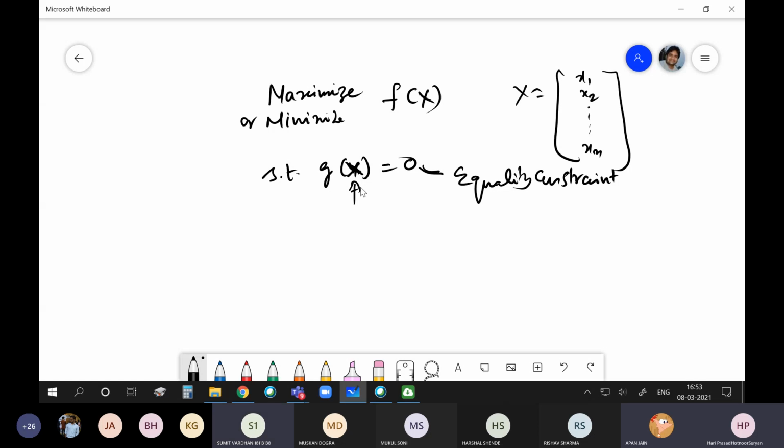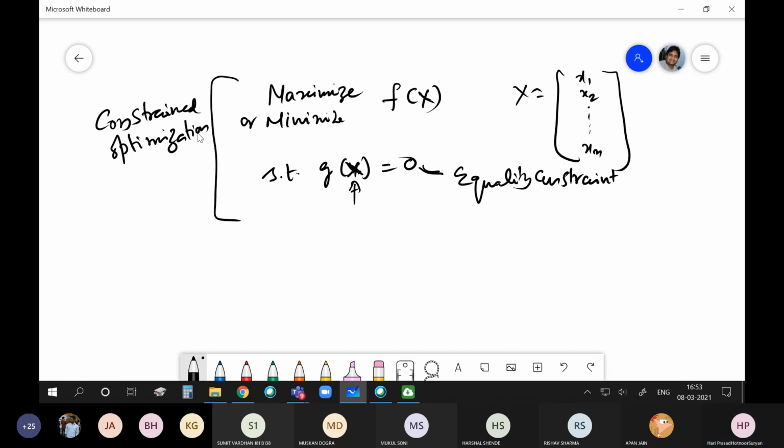Lagrange's multiplier. Yes, exactly. You have to use a Lagrangian multiplier. This is basically a constrained maximization or constrained optimization problem, and we have to convert this constrained problem into an unconstrained problem. One way of doing that is by multiplying this constraint g of x with a Lagrangian multiplier and forming a Lagrangian of this.